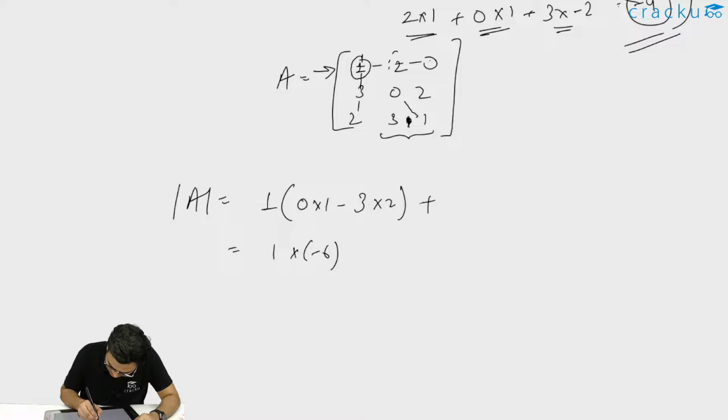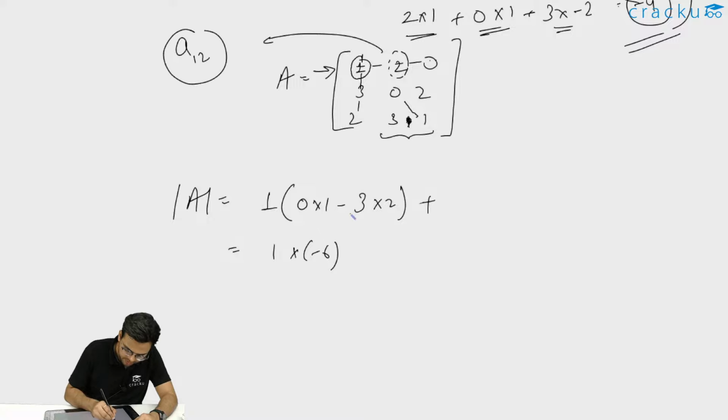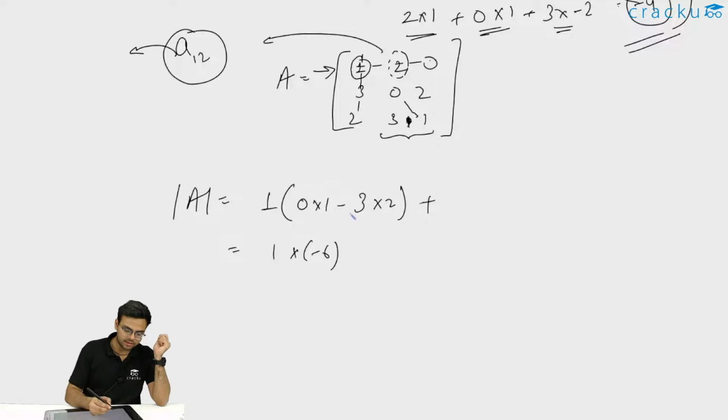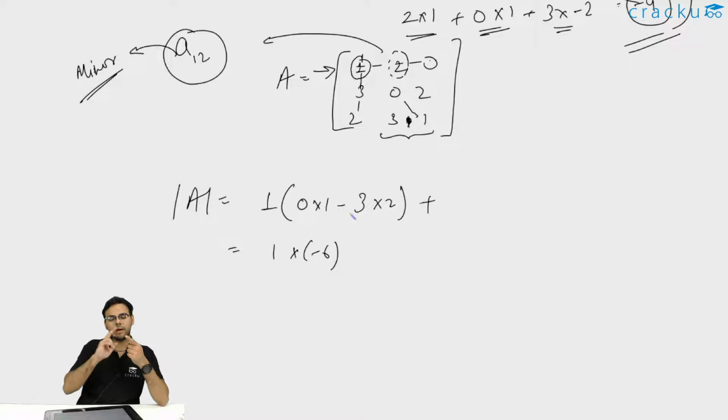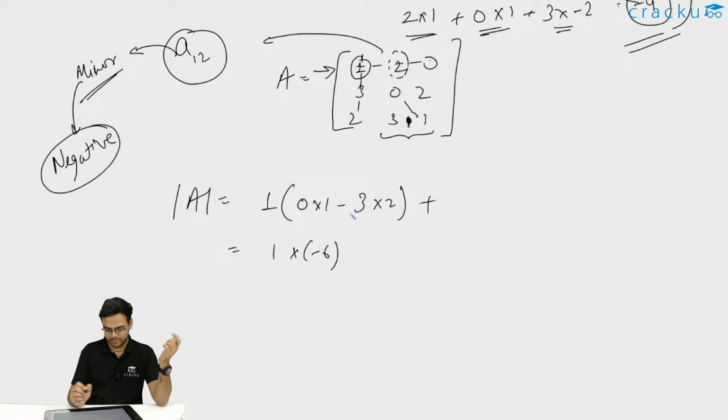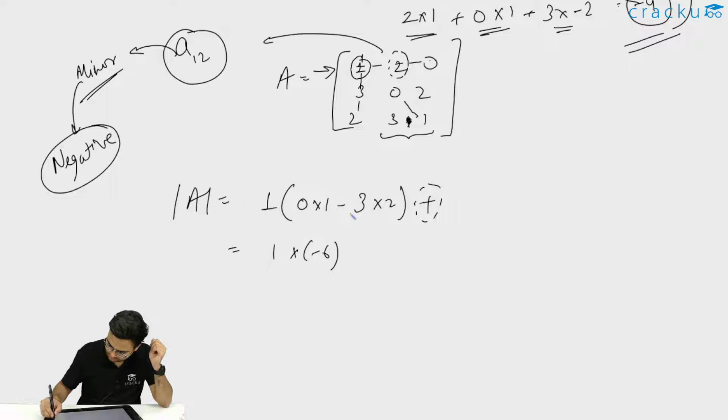Now remember, if I take the second element, this element is A12. When we were calculating the cofactor, we were changing the sign of this minor, because i plus j, that is 1 plus 2, is an odd number. The odd power of minus 1 is minus 1 only, so this minor will become negative. That is, the sign will be changed. Similarly, instead of taking this as plus, we'll take this as minus.